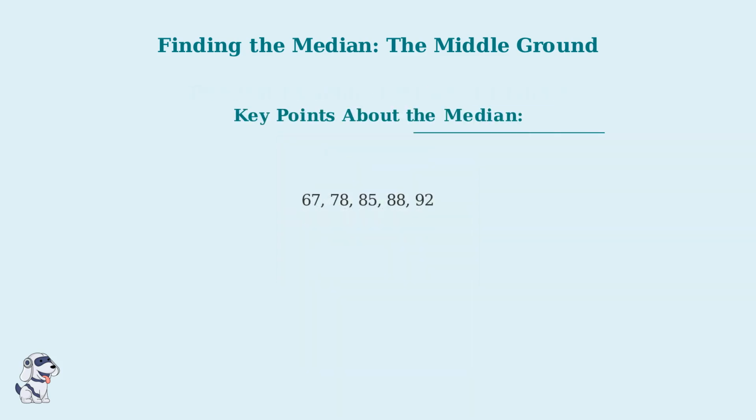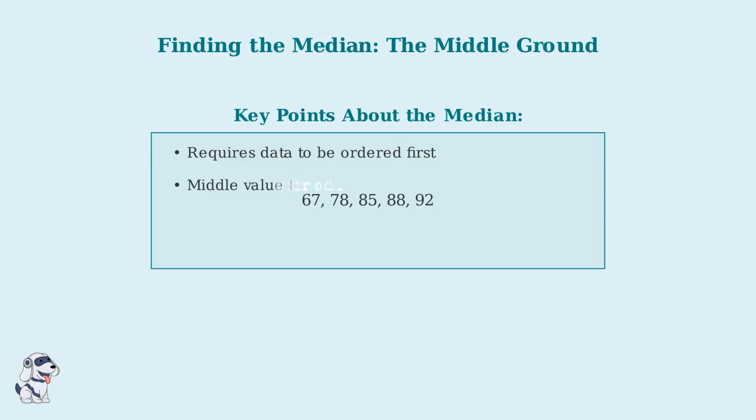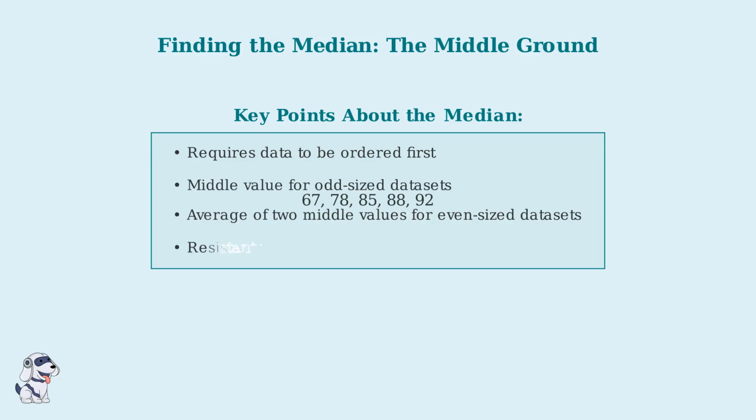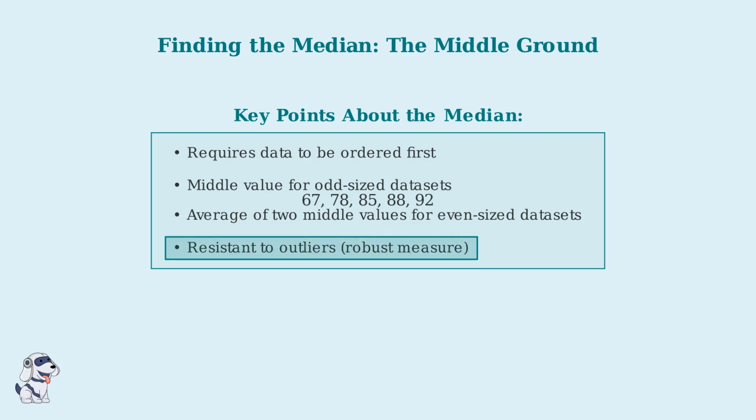Remember these key points about the median. It requires ordered data, it's the middle value for odd data sets, the average of 2 middle values for even data sets, and it's resistant to outliers. The median's resistance to outliers makes it particularly valuable when analyzing data sets that may contain extreme values, providing a more stable measure of the center than the mean.